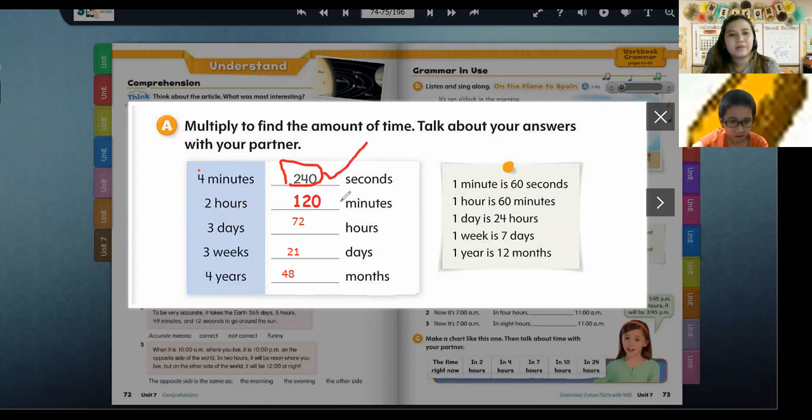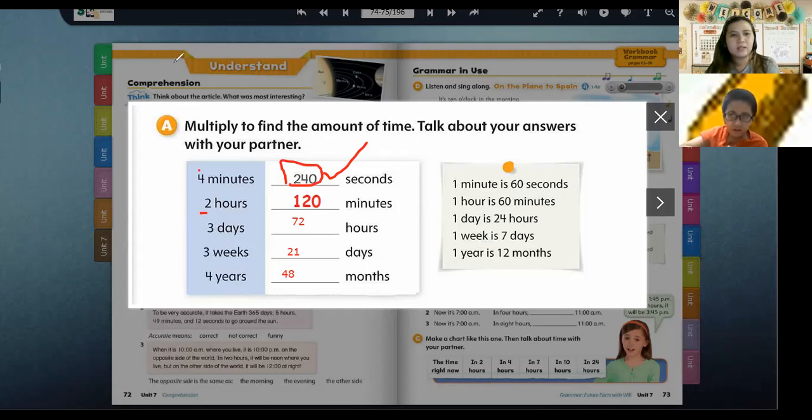2 hours. So that's 120 minutes. So 2 hours multiplied to what number? Multiplied to 60. Okay, 60 minutes. So 2 times 60 minutes, so that's 120 minutes. Okay, there you go. That's correct.